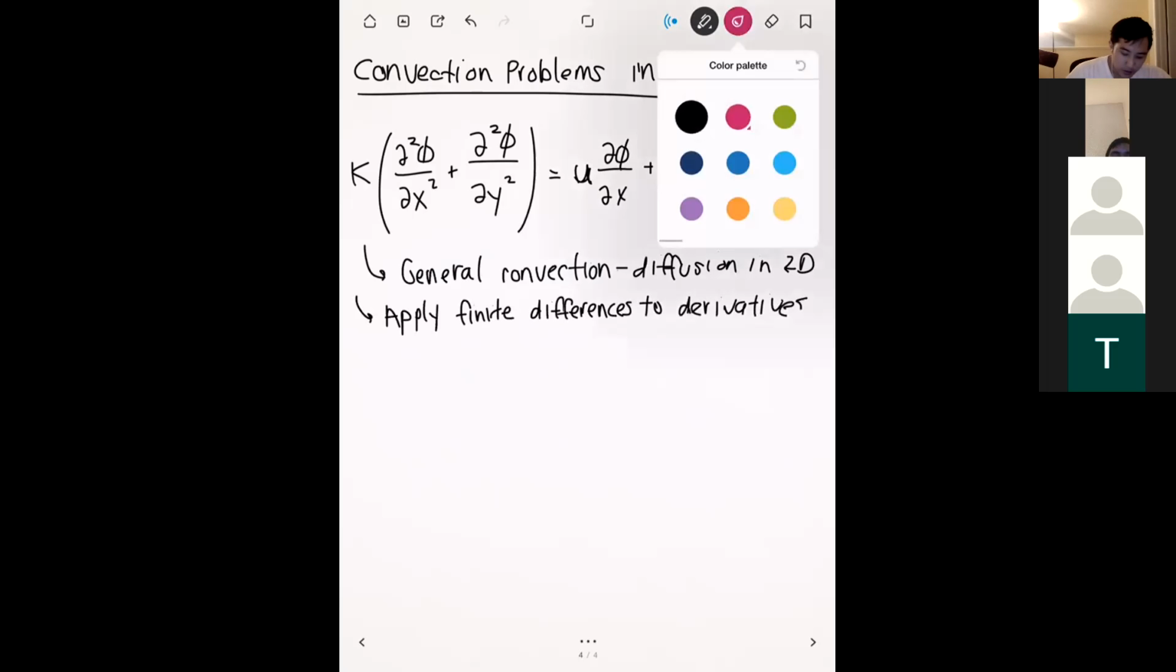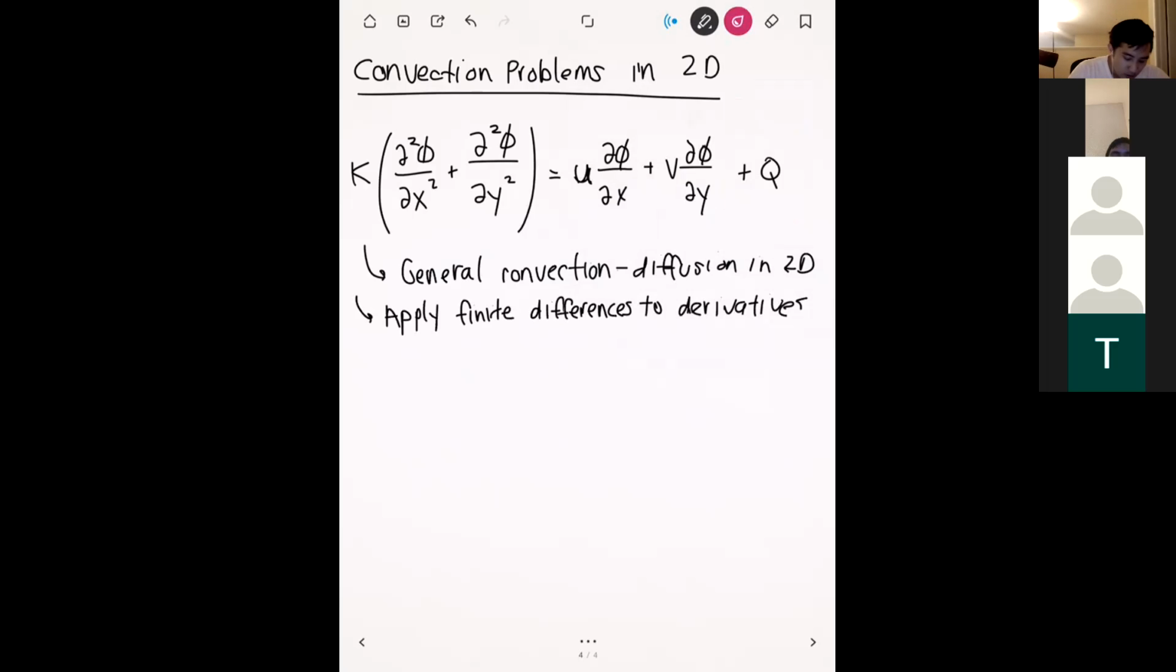Let me use some color coding here to make things a bit more clear. Let's start with the x derivative for the diffusion term. This is a second order derivative, so we're going to apply our central scheme for second order derivatives here. So you have k over delta x squared times phi i plus 1 comma j minus 2 phi i comma j plus phi i minus 1 comma j. That's our finite difference for the second order derivative.